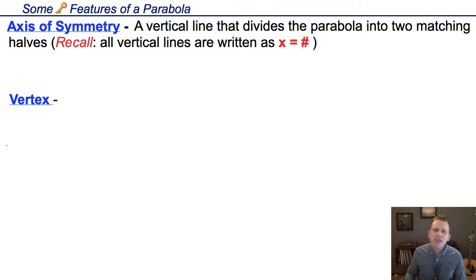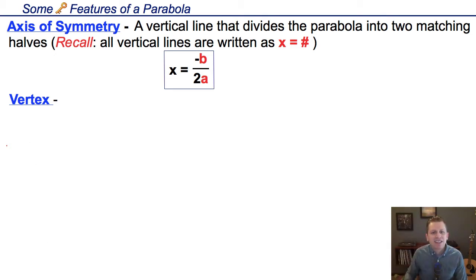The formula for the axis of symmetry is just x equals negative b over 2a. The x equals part will always stay there. You're only plugging in for b and a, and you'll get some equation like x equals 2 or x equals 3. And remember, x equals a number equations are just vertical lines at that x value.